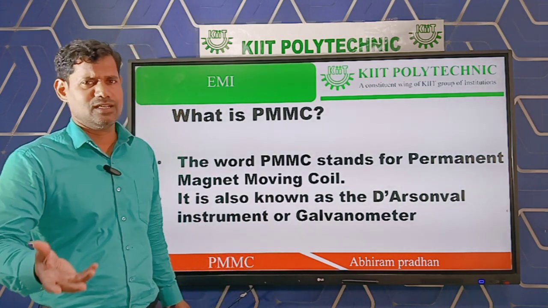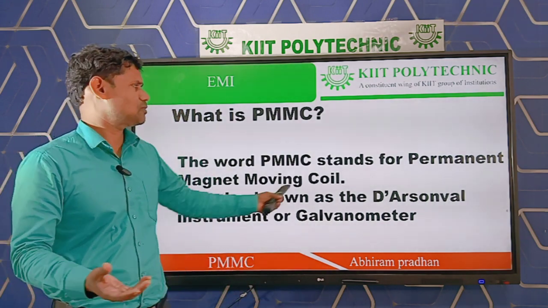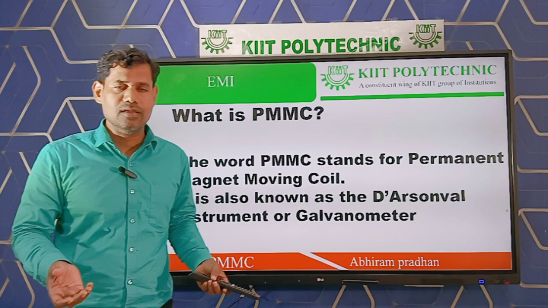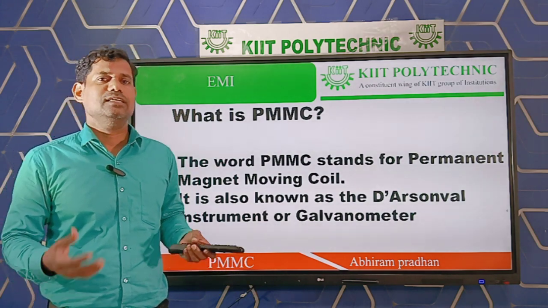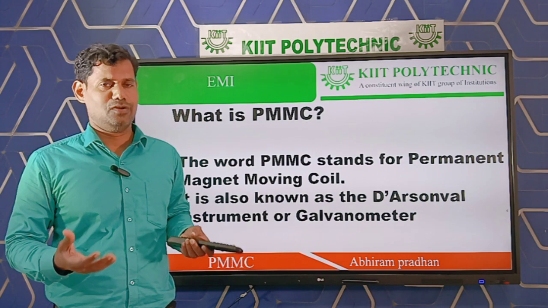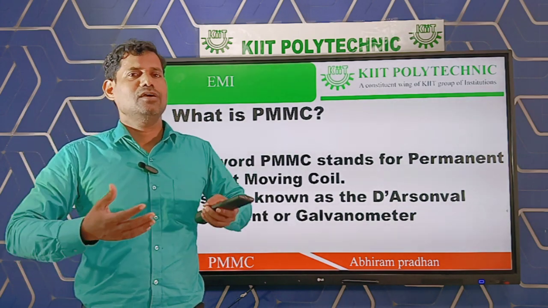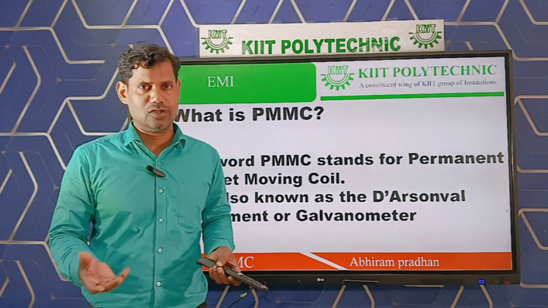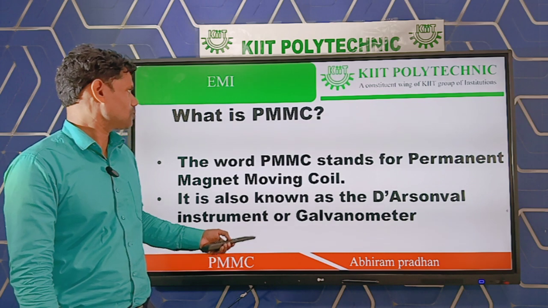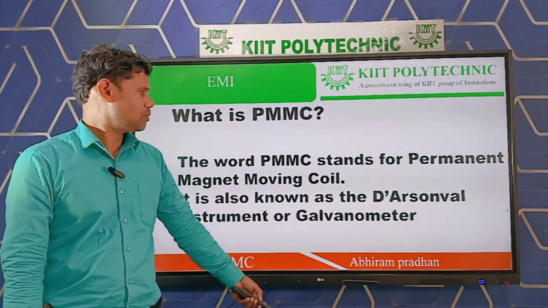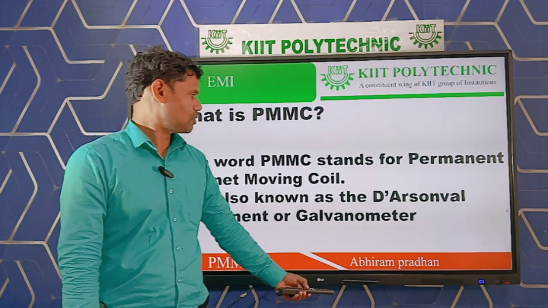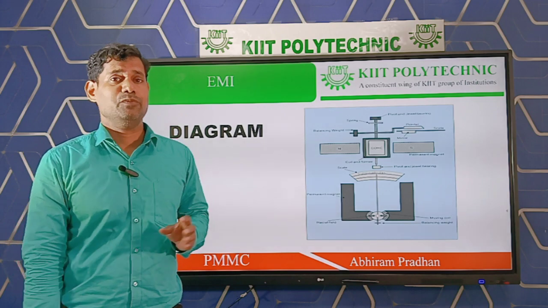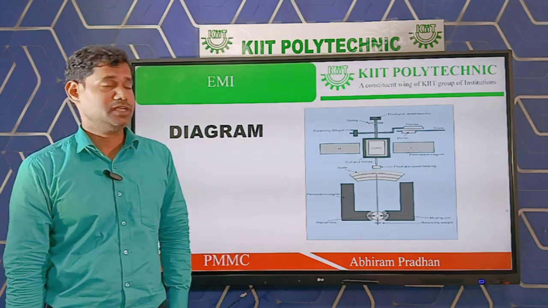I have already shared that it stands for permanent magnet moving coil. It is also known as the d'Arsonval principle or galvanometer. It is called d'Arsonval because of the scientist's name, d'Arsonval, who first suggested that theory. Then after, we will go for our diagram, because before understanding that we should know how it is constructed.